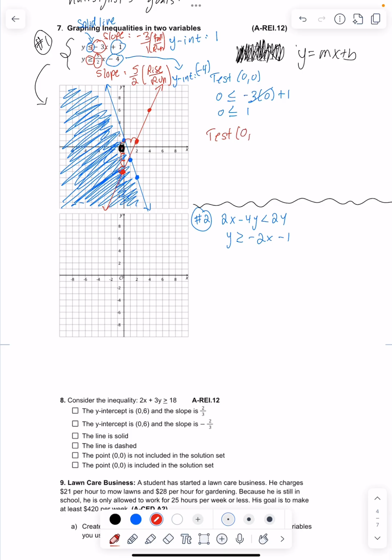Test 0, 0 for the next one. So y is greater than or equal to 5 over 2 times 0 minus 4. So we get 0 is greater than or equal to negative 4. That is true, right? So therefore, we will shade on the side of the 0, 0. So the left-hand side.